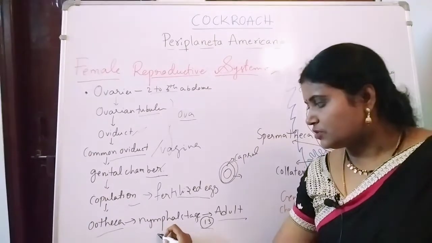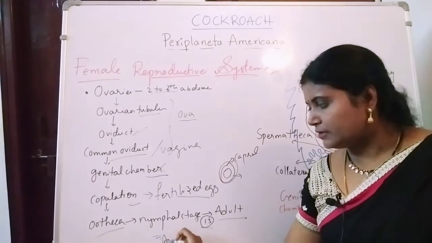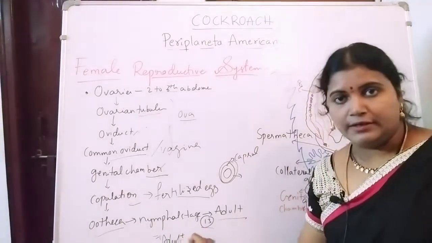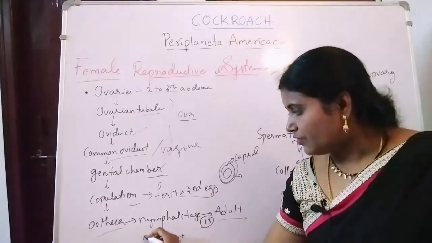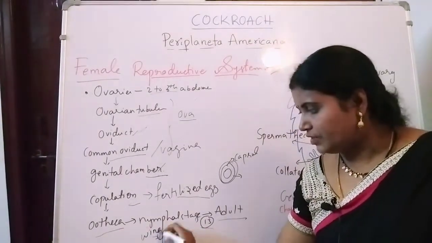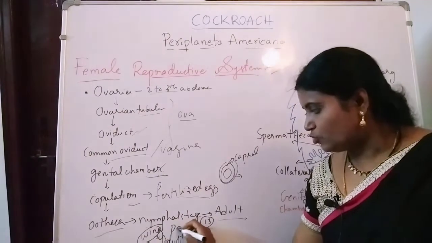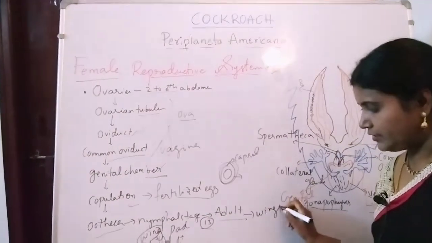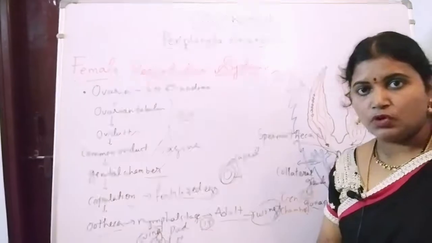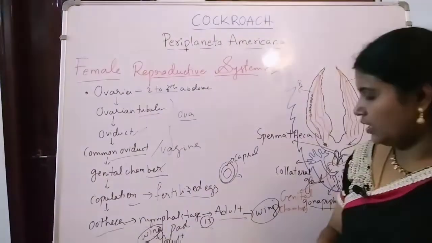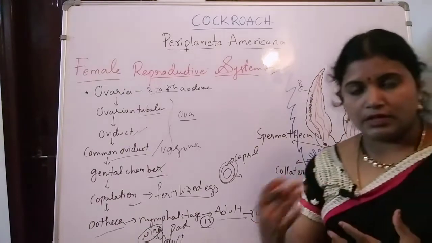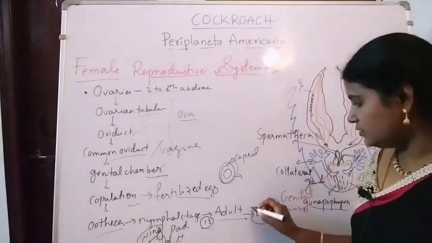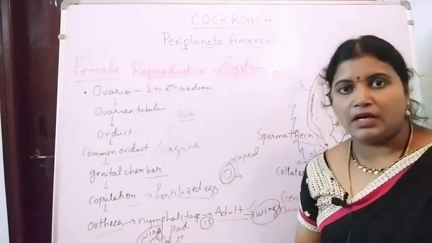This nymphal stage just looks like an adult, but it is not an adult. It contains wing pads, not wings. Wing pads are present, not wings, but the adult contains wings for flight. So one ootheca is going to be converted into adult insects.